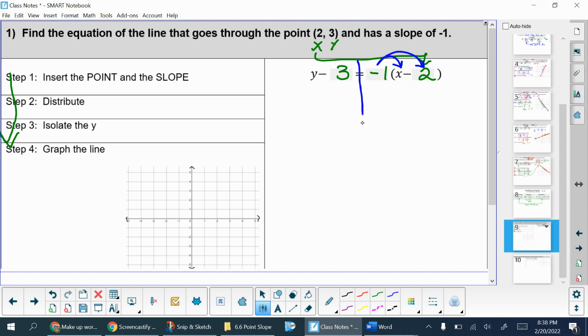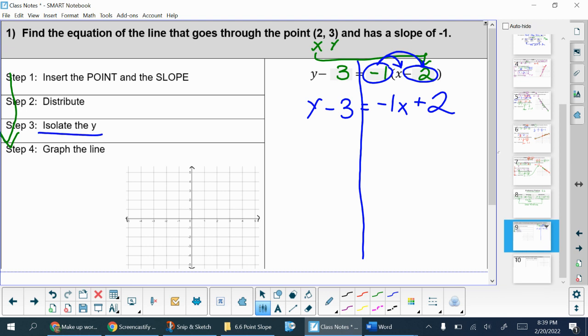And it would even help. I like to do that line. So as long as I'm distributing, I don't need to do anything to the left-hand side. But I'm going to distribute the -1 to get -1x. Distribute the -1 to the -2. -1 times -2 is +2.